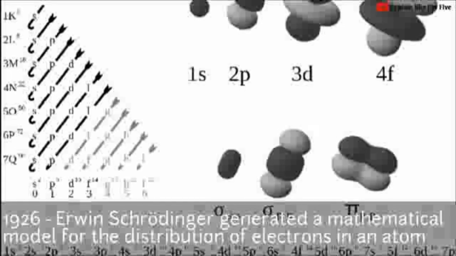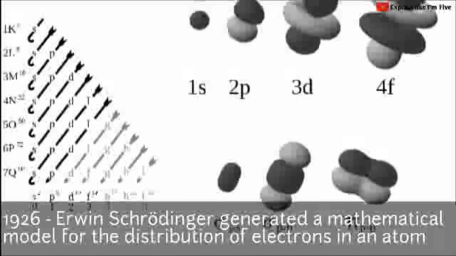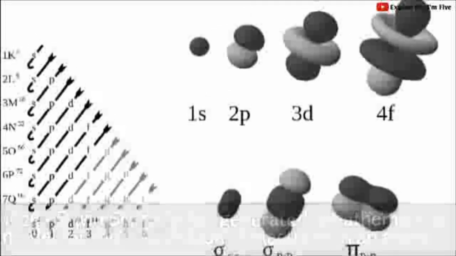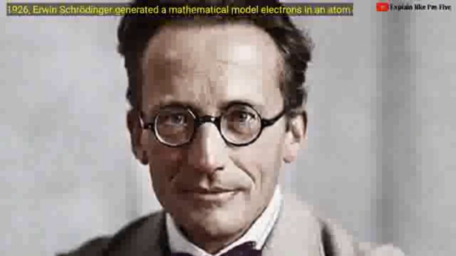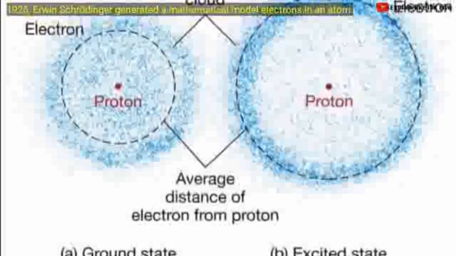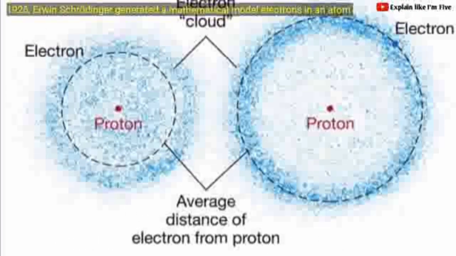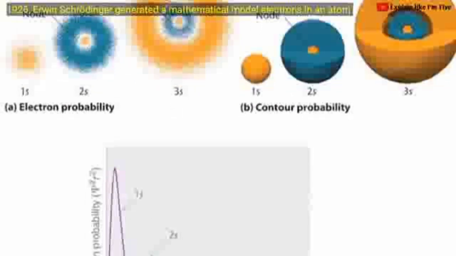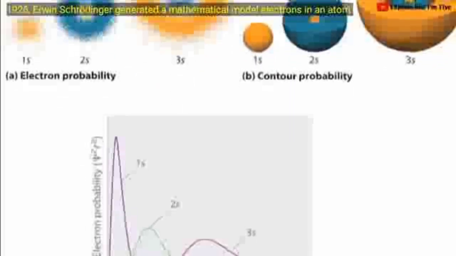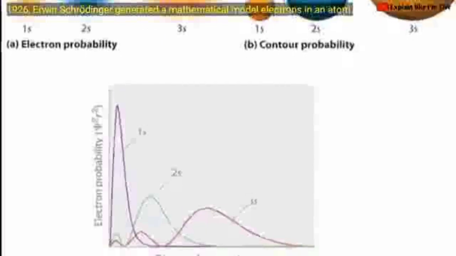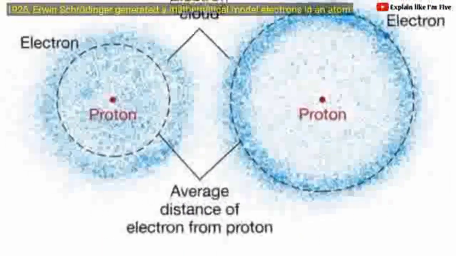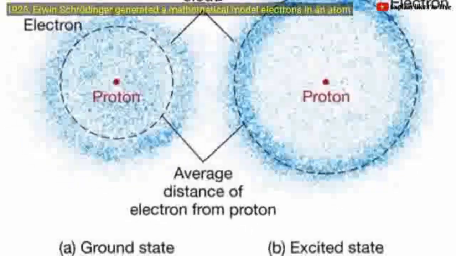In 1926, Erwin Schrödinger generated a mathematical model for the distribution of electrons in an atom. The solution to the Schrödinger equation led to quantum numbers which provide the address of the electrons in an atom. Erwin Schrödinger developed a powerful model of the atom in 1926. Schrödinger combined the equations for the behavior of waves with the de Broglie equation to generate a mathematical model for the distribution of electrons in an atom.